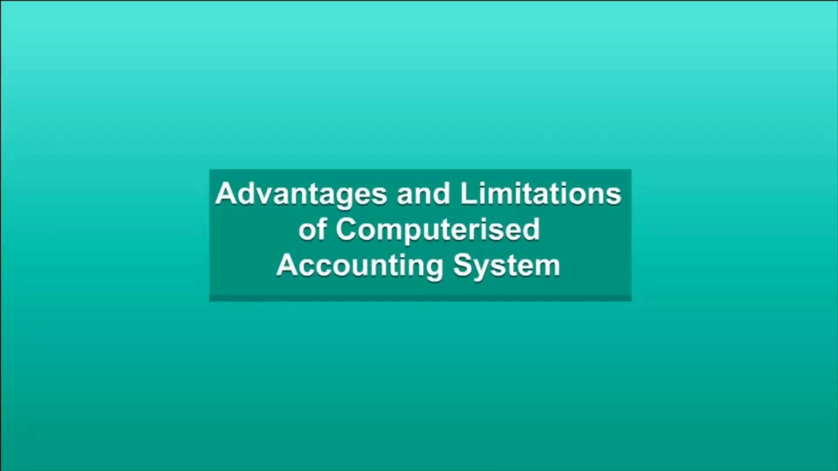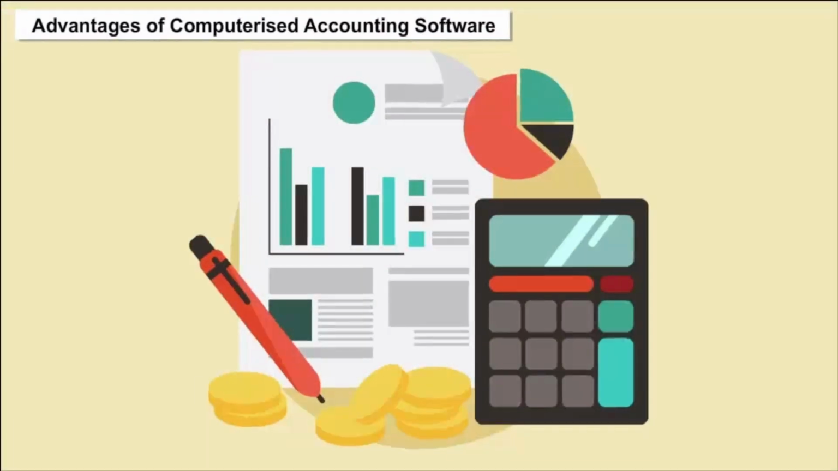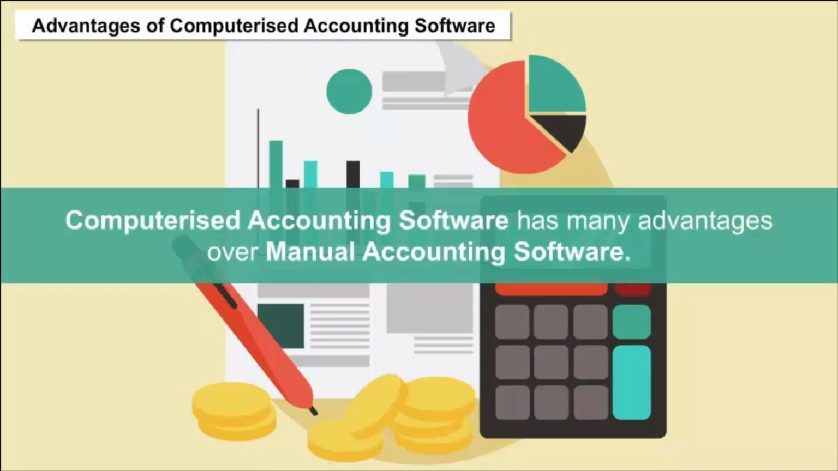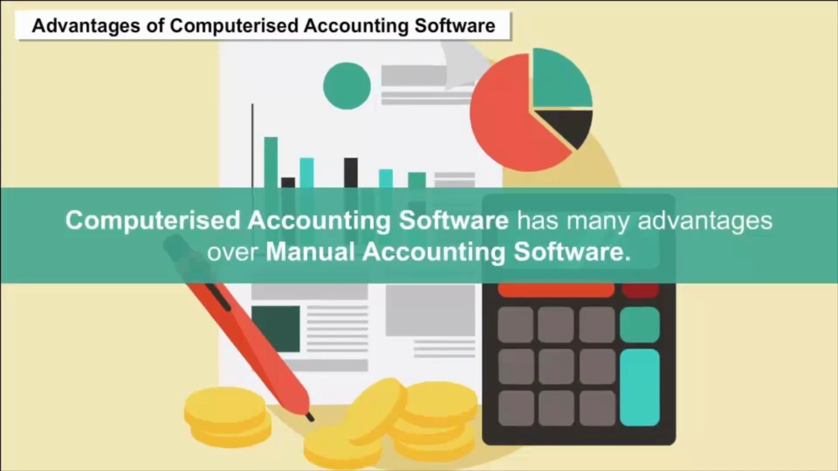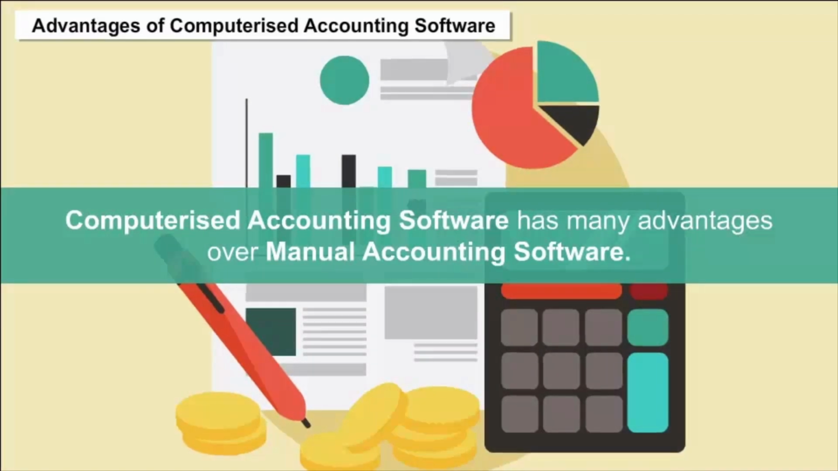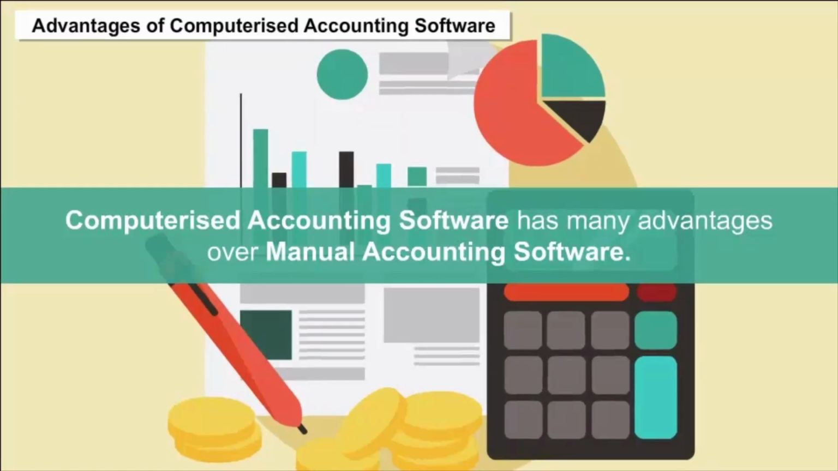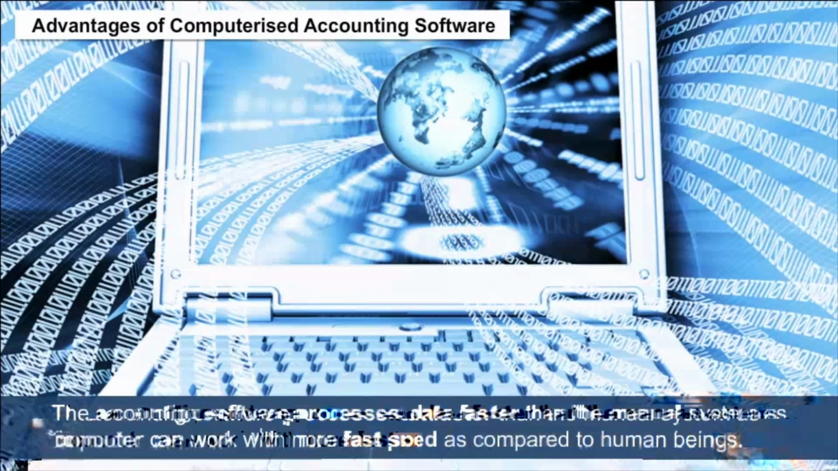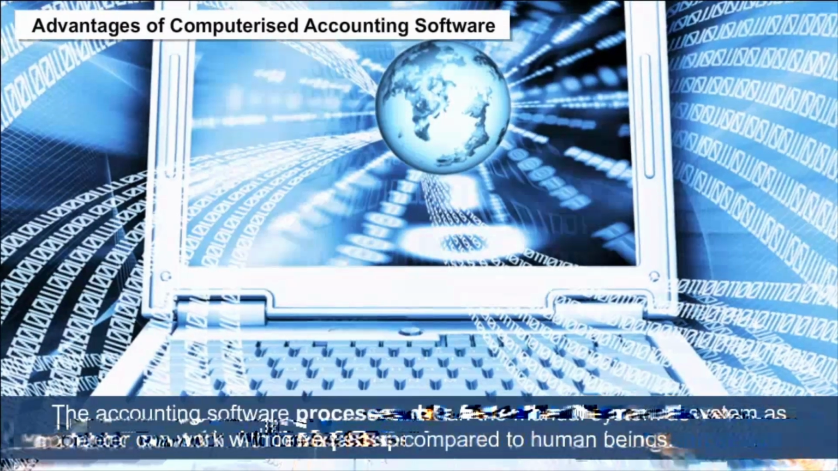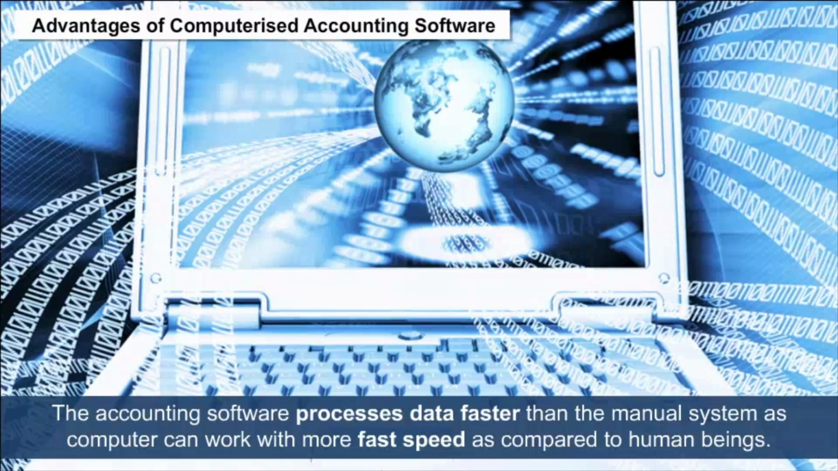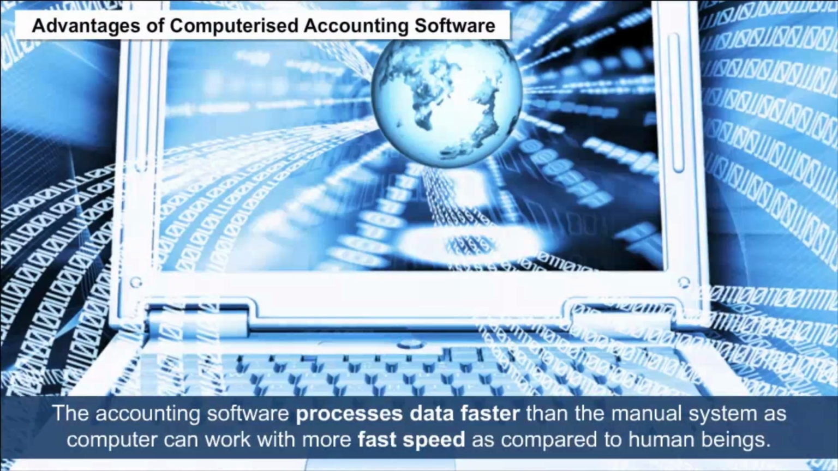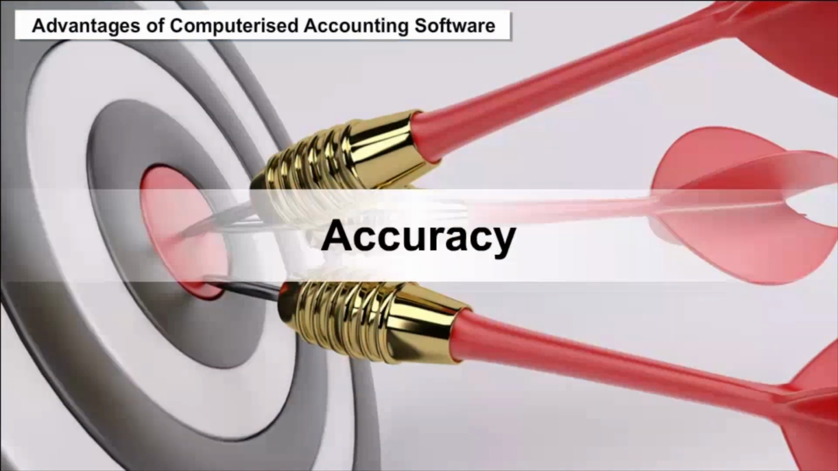Advantages and limitations of computerized accounting system. Advantages of computerized accounting software. Computerized accounting software has many advantages over manual accounting. Let us discuss all of them. Speed. The accounting software processes data faster than the manual system, as a computer can work at a much faster speed as compared to human beings. Accuracy.